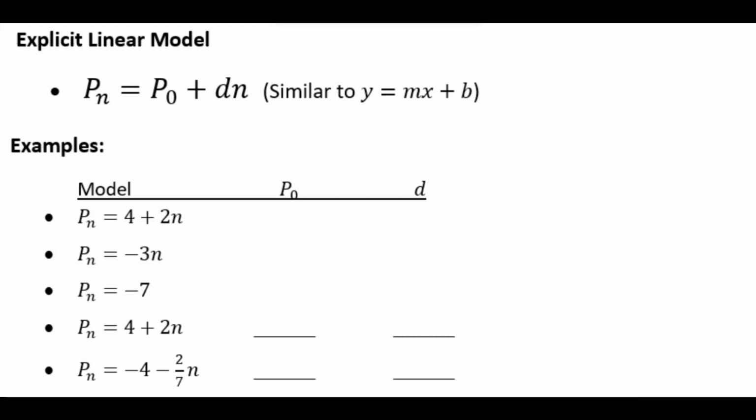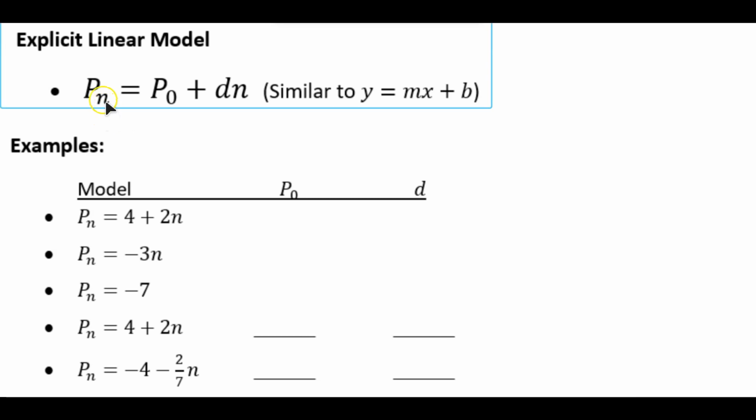Let's take a look at the explicit linear model. So we are given P sub n equals P sub 0 plus dn. This is similar to y equals mx plus b. It is a simple linear model that we're working with.